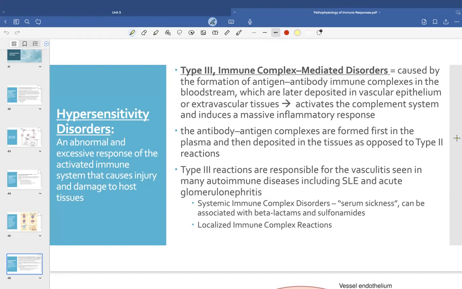With some of your glomerular nephropathies, your nephritis, etc., it's about these circulating antibodies that get filtered, and as they get deposited in the mesangium of the kidney, they can trigger that complement cascade and release and destruction of all those tissues in the area. Type 3 reactions are responsible for the vasculitis that you see in some of your autoimmune diseases, and that includes lupus and some of your glomerular nephritis.